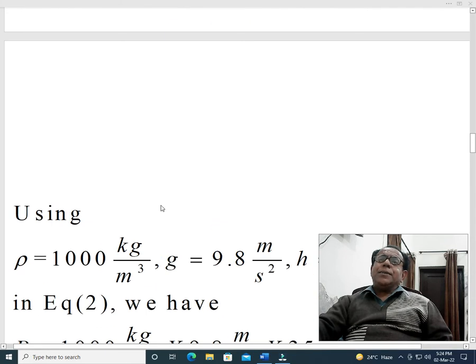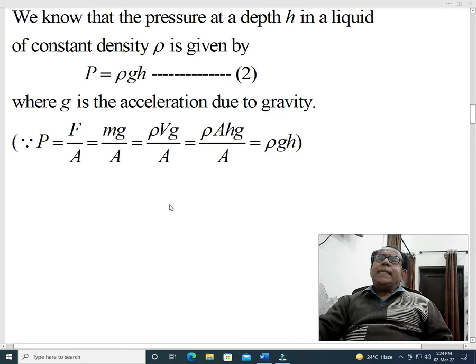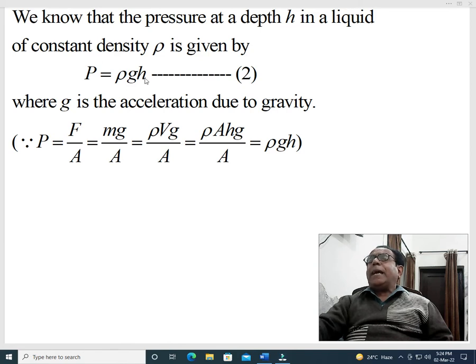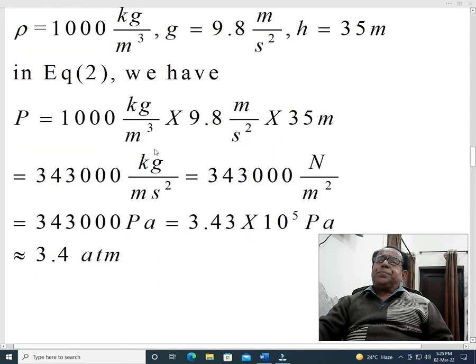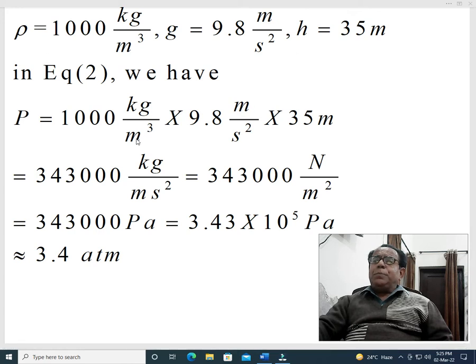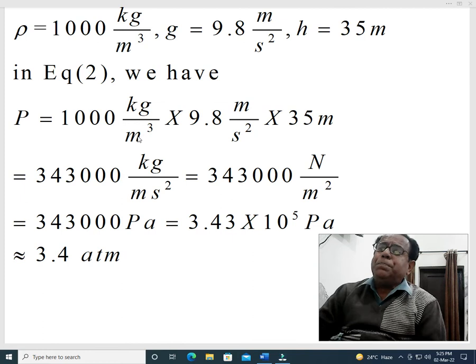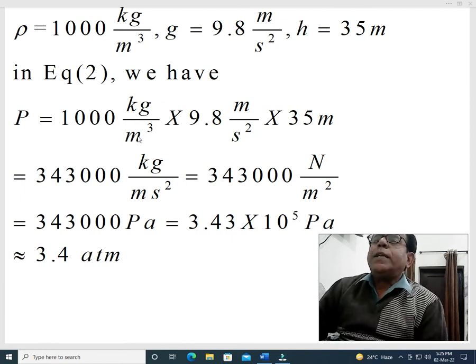we have done nothing. We have put these three values in equation 2. Okay, in place of rho 1000 kg per meter cube, in place of g 9.8 meter per second square, and in place of h 35 meter. And after simplification, this m square will be cancelled out, subtracted from m cube, and simple m will remain. Okay, so it will become 343,000 kg per meter second square.